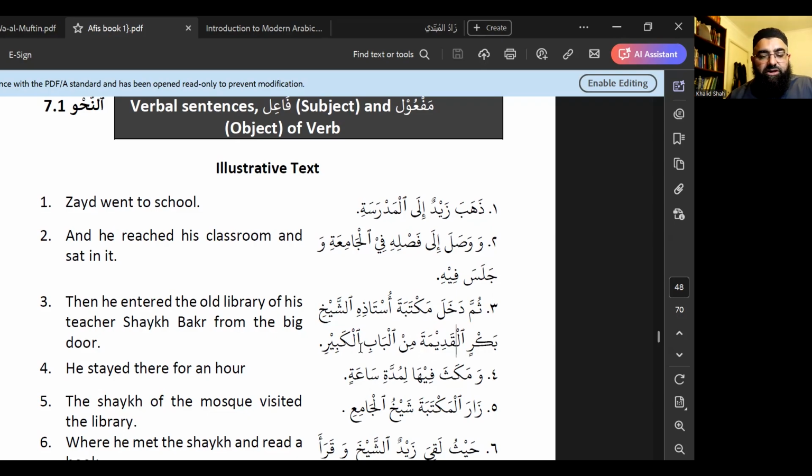Min al-bab al-kabiri. Min is harf jar, al-bab is majroor, extra information: from the big door, right? From the big door or the main door. Min al-bab al-kabiri. Al-kabiri is a sifa of al-bab. Notice that in all ways, gender, definite, both are definite, both have kasra, because this is also majroor because it's a sifa. It matches in the four ways, singular as well.